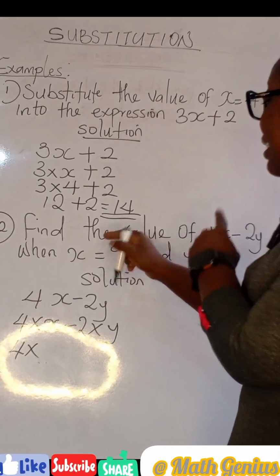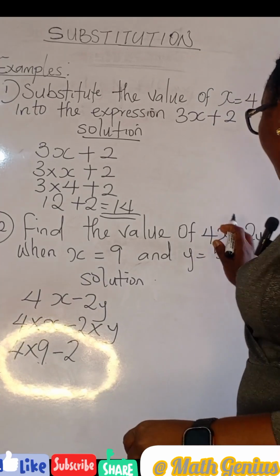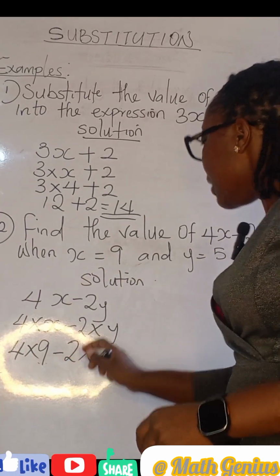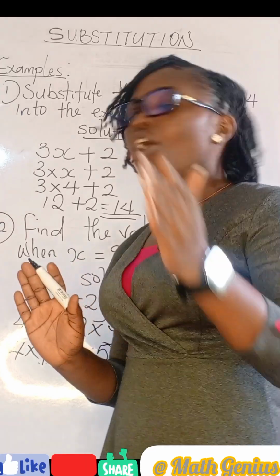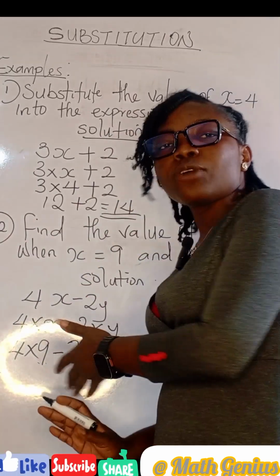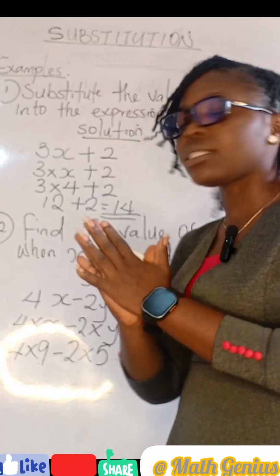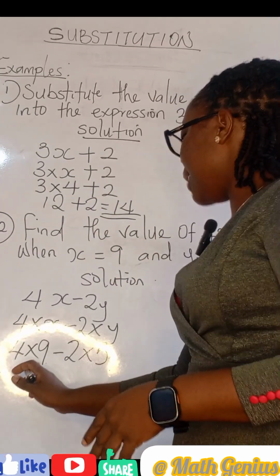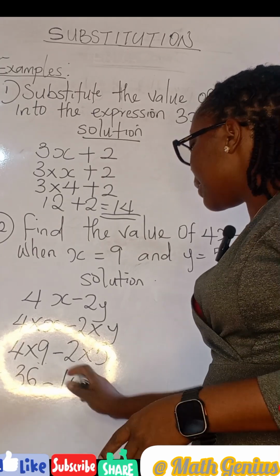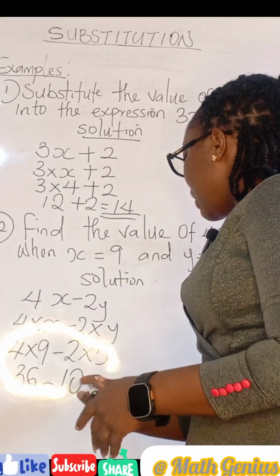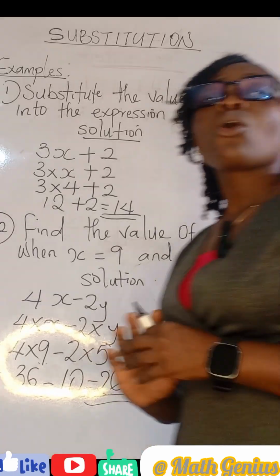So x in this case is 9. We put in 4 times 9 minus 2 times 5, because y in this case is 5. Now, in our order of operation, multiplication comes before subtraction. So we are going to multiply, then subtract their products. 4 times 9 is 36. 2 times 5 is 10. 36 minus 10 is 26. That is the result of this question.